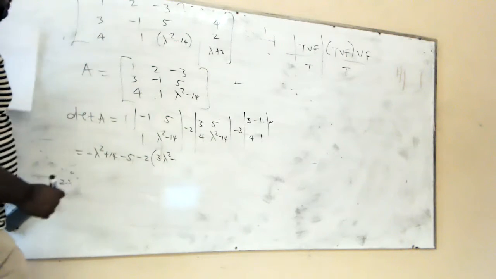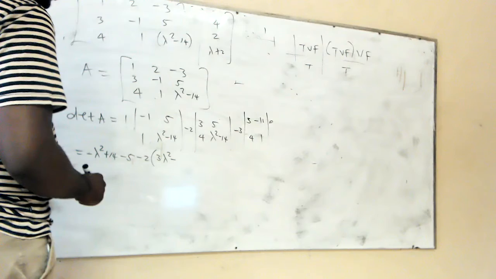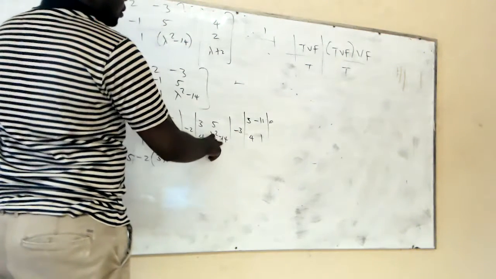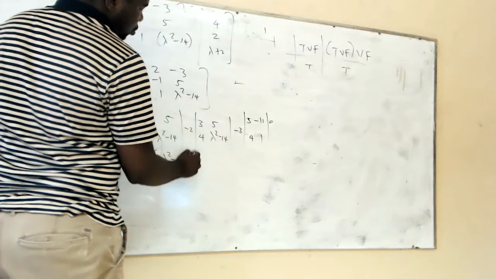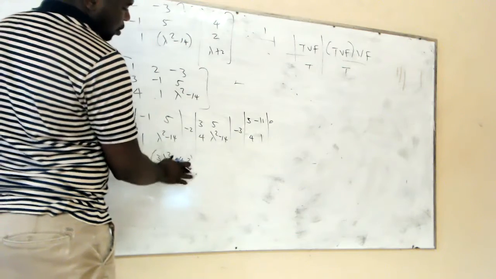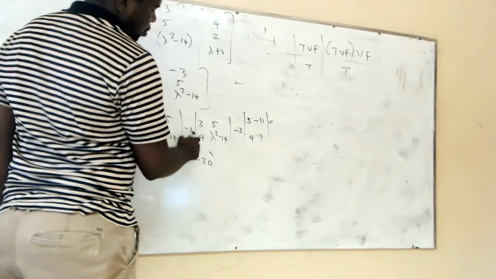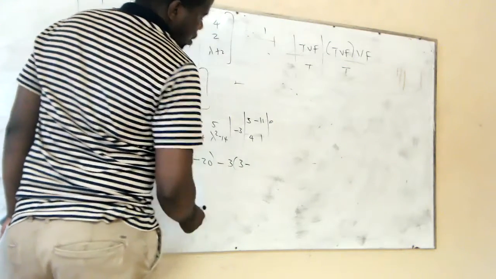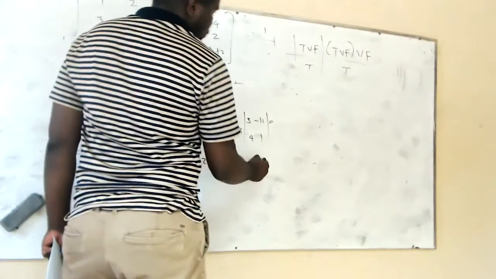minus 14 times 14 times 3 is going to be 28, 38, 42. Something minus 20, minus 3 into 3, minus 22 plus 22 is 44.